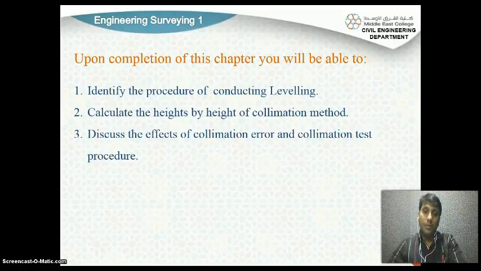There are two types of method, height of collimation method and rise and fall method. In this presentation we are going to deal with height of collimation method first. Next class we will go with rise and fall method. Next, the student can be able to discuss the effects of collimation error and collimation test procedure.